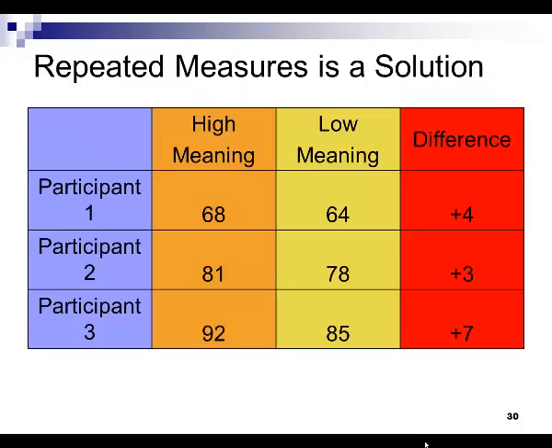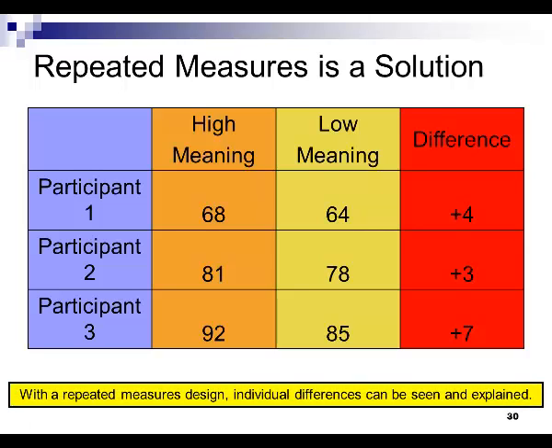So repeated measures is a good solution to addressing this. Repeated measures, again, is where we expose all individuals to all levels of the independent variable. So here we would say that all participants are going to be exposed to the high meaningful condition and the low meaningful condition. Participant 1 is exposed to the high meaningful condition, the low meaningful condition, and these are their scores, and what you see here in red is the change over time in their scores. So with the repeated measures design, we can see that individual differences can be seen and explained over time.